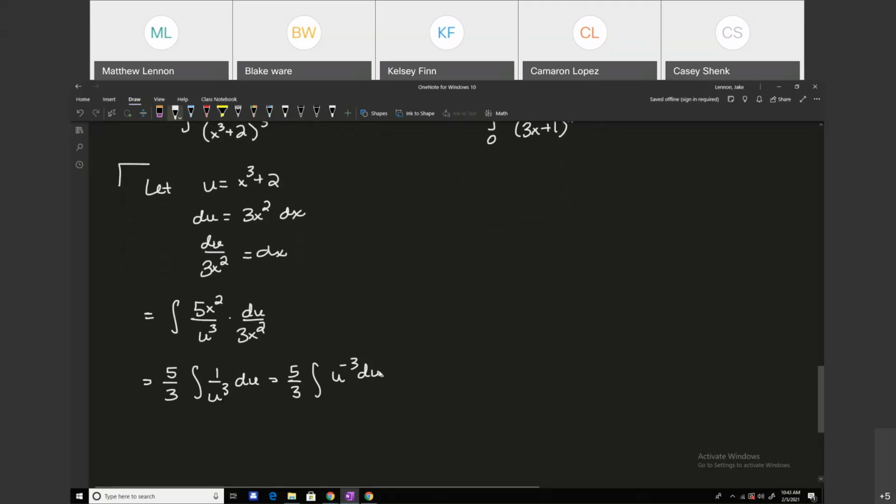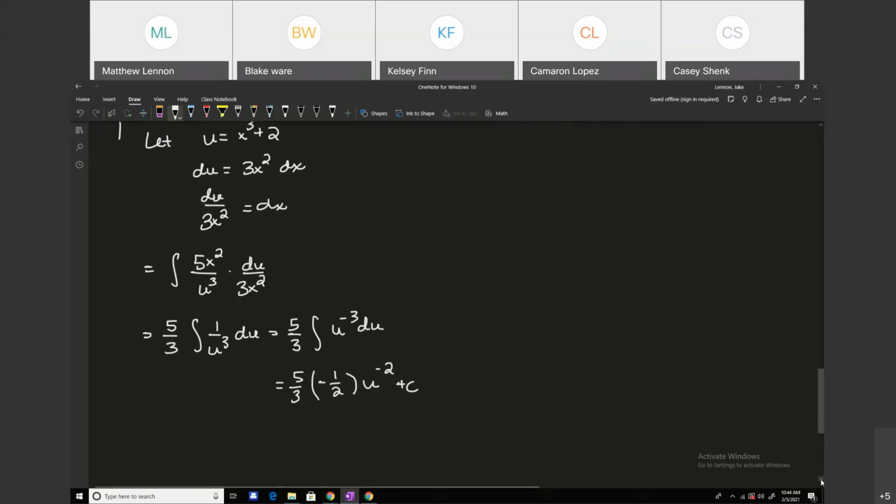So we would add 1 to the exponent. Negative 3 plus 1 is -2. Then we divide by -2, right? So we'd have 5/3 times -1 over 2, u to the negative second power, plus a constant of integration. And then when you have these indefinite integrals, again, we want to switch our u back to x cubed plus 2. So we would get -5/6, and we could write that as (x cubed plus 2) to the negative second plus c.